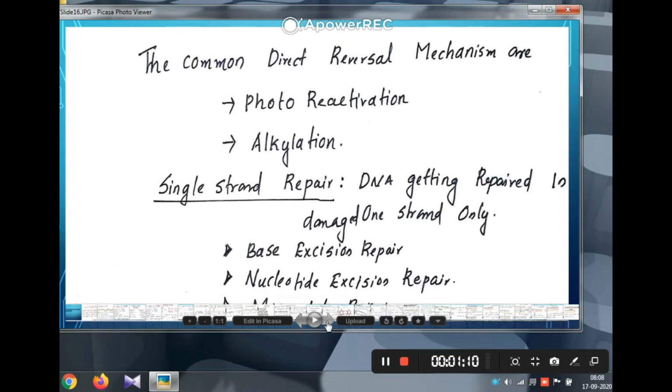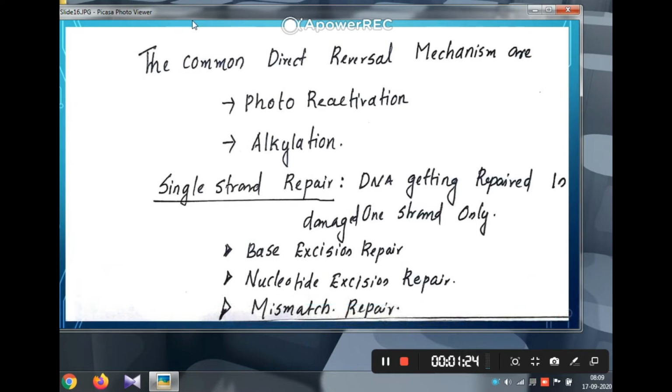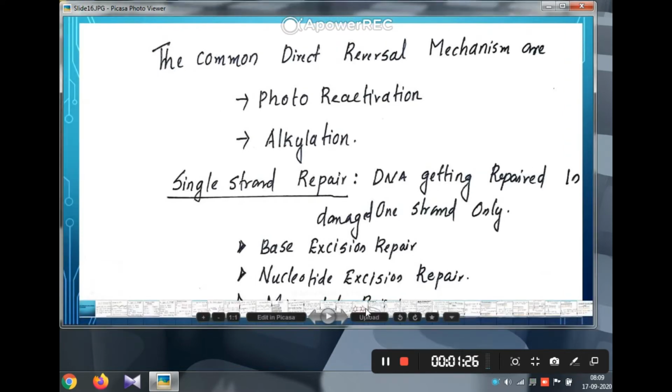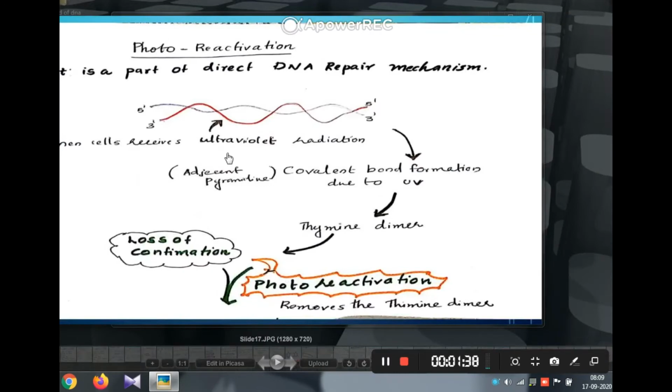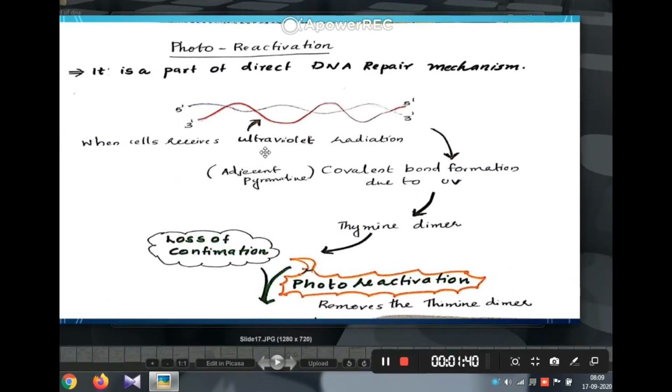Single strand repair is DNA getting repaired in one strand only, where one strand is damaged and repaired. Single strand repairs are base excision repair, nucleotide excision repair, and mismatch repair. Okay, then we go to photoreactivation.